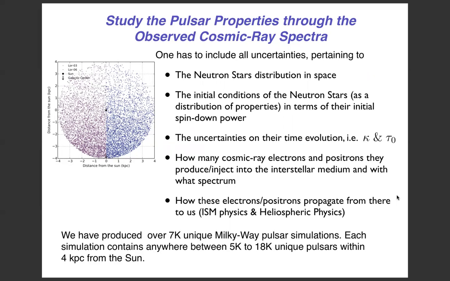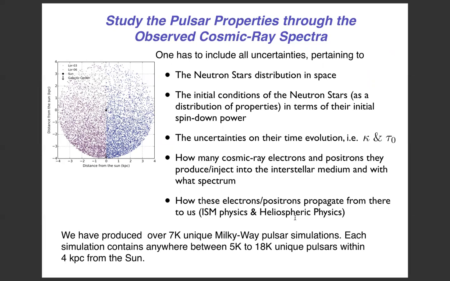There are uncertainties in terms of the time evolution of the power from pulsars, which is the kappa and the tau zero. We have to include also the fact that the cosmic ray electrons and positrons they produce come with a spectrum, and they come with an amplitude of that power being converted into electrons and positrons. And also we have to include the fact that once electrons and positrons are produced and injected into the interstellar medium, they have to propagate through it and also through the solar magnetic field.